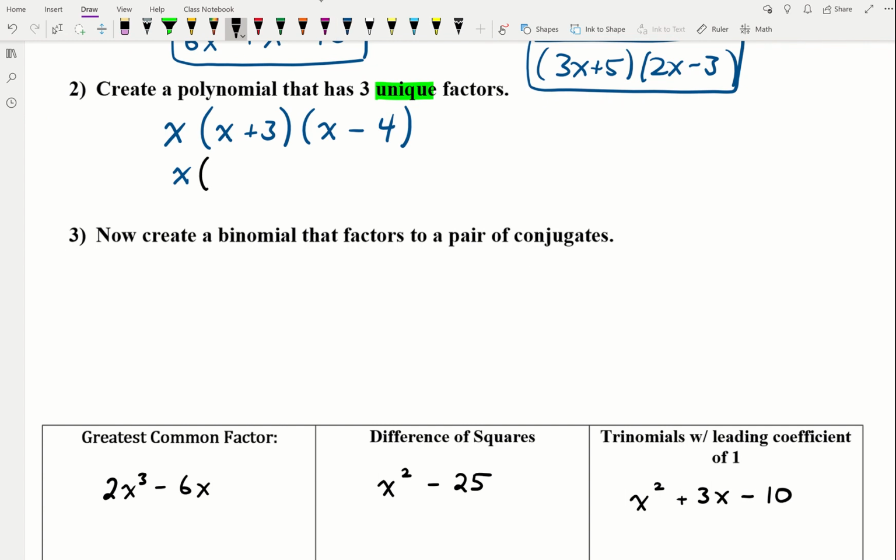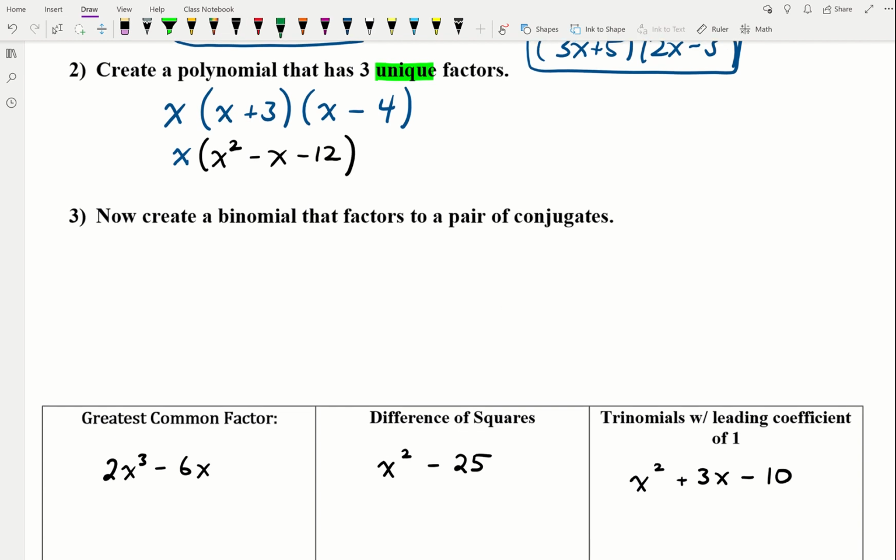So we're going to distribute: x squared. This is going to give us negative 4x. This is going to give us positive 3x, which will combine to negative 1x. And then 3 times negative 4, that's negative 12. And then finally, if I distribute the x, we get x cubed minus x squared minus 12x. And because of the way that we did this, I can guarantee that this polynomial has 3 unique factors because we started with those factors.